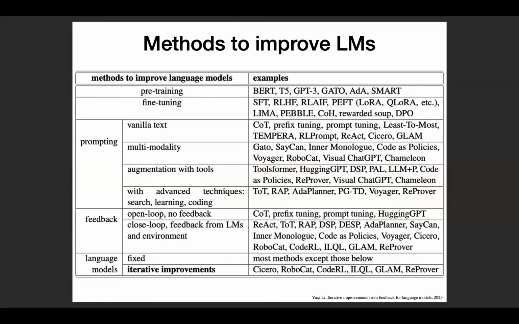We improve language models through pre-training, fine-tuning, prompting. I want to say feedback, open loop or closed loop, and also for the language model itself, whether it's fixed or iterative improvement. I highlighted that. So we need to do iterative improvement for the language models to make them work better.